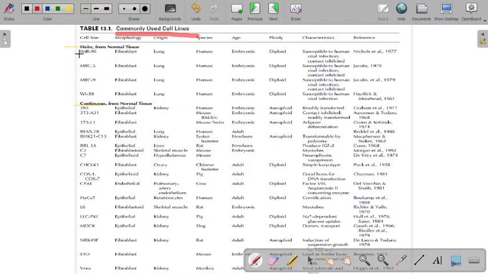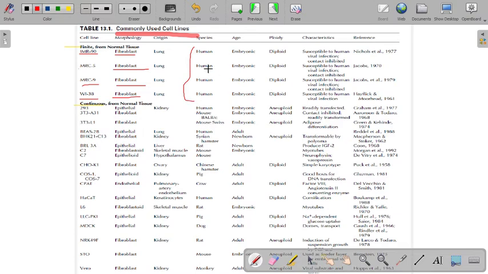Now here the finite cell lines: IMR 19, MRC 5, then MRC 9, right, then WI. These are basically cell lines which are derived from a particular organ. So what is the organ from which the cells originated? That is lungs. All the cell lines belong to lungs, and they are all morphologically fibroblastic in nature. So they are fibroblast cell lines, right? And they belong to the human species.